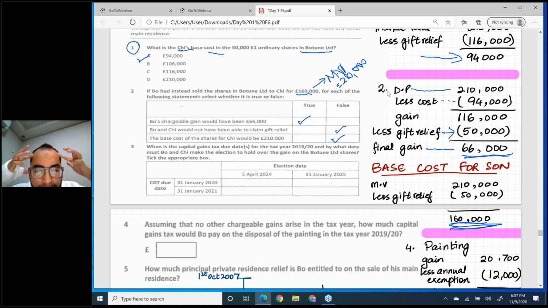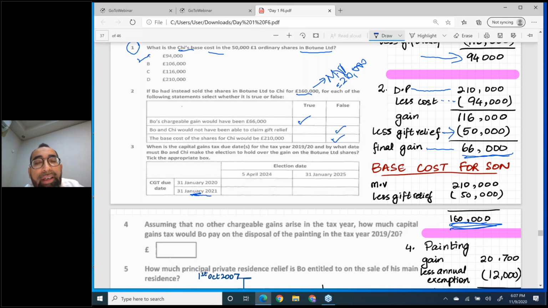And what is the due date? Let me tell you. After the end of the fiscal year, it is the 31st January following the end of the fiscal year. The 1920 fiscal year ends on 5th April 2020. So the date that comes after 5th April 2020 is 31st of January 2021. See, this is the date. Let me mark this. This is the due date for CGT payment.